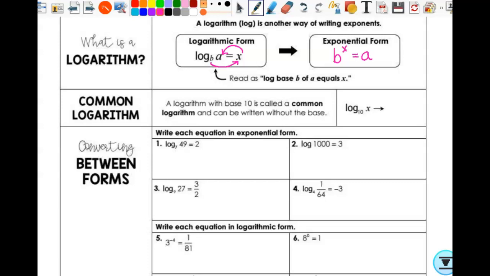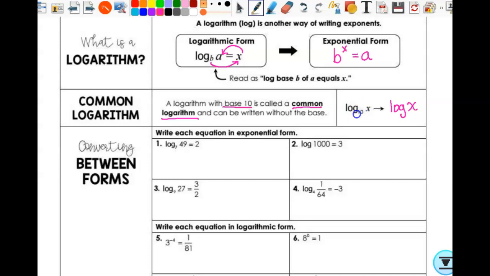All right, common logarithm. A common logarithm is if we have a base 10, and the video referred to that. So log base 10 of x, you will never actually write it as log base 10. It would just be log of x. That's kind of like we don't ever write x to the first power. It's just x. It's the same kind of thing. Any other base, you have to actually have the base there.